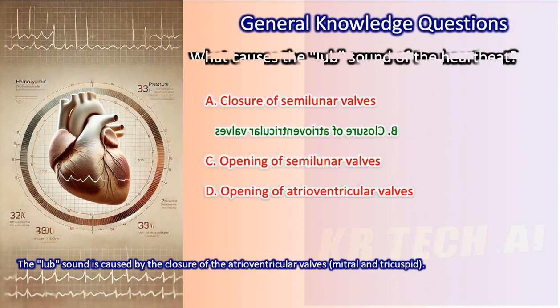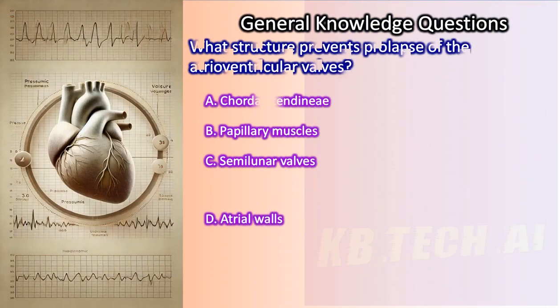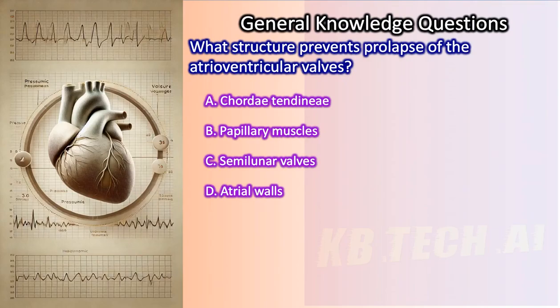The answer is option 2. Closure of atrioventricular valves. What structure prevents prolapse of the atrioventricular valves? Option 1. Chordae tendineae. Option 2. Papillary muscles. Option 3. Semilunar valves. Option 4. Atrial walls.